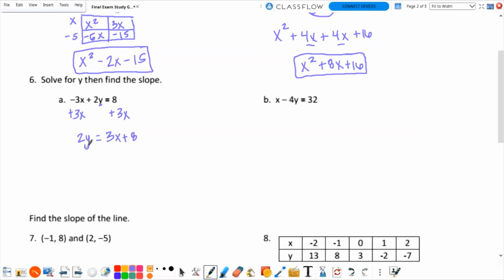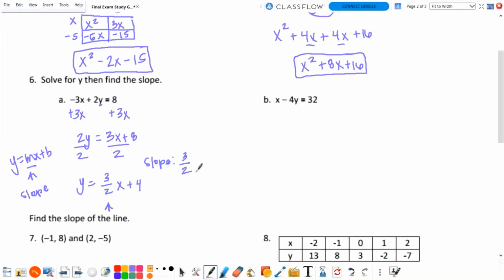And then we're going to divide by 2. Right, so 3 divided by 2, we're going to leave that as a fraction, and 8 divided by 2 gives us 4. All right, so this is our solve for y part, but if you remember y equals mx plus b, we know that that m is our slope. So we don't even have to do anything, it's given to us. Our slope is 3 over 2.